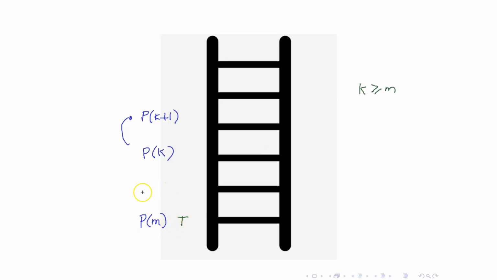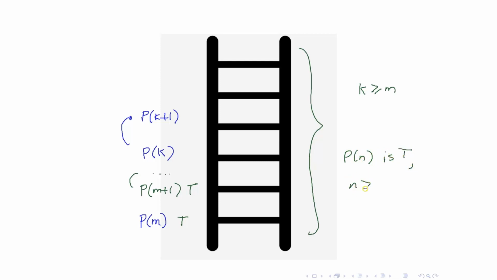Since P of m is true, the second condition says that P of m plus 1 is also true, and so on, and so on. So that means all of these P of n's are true, where n starts at m. Take note that PMI is just the generalized mathematical induction with the fixed integer equal to 1.